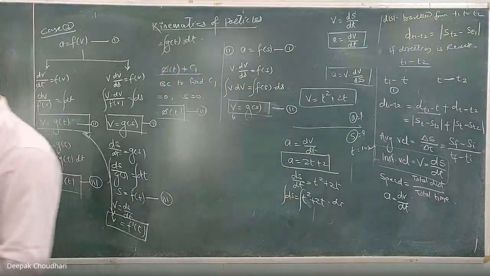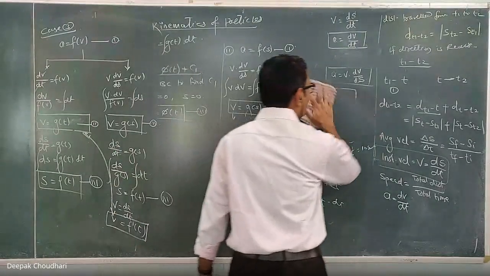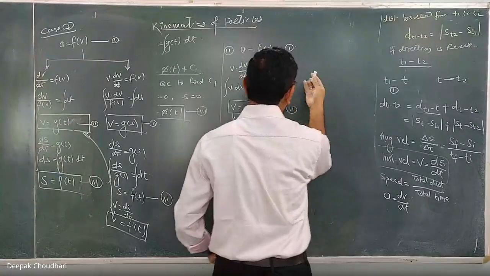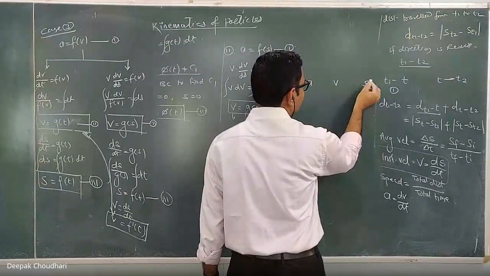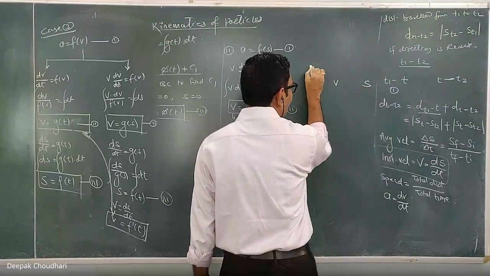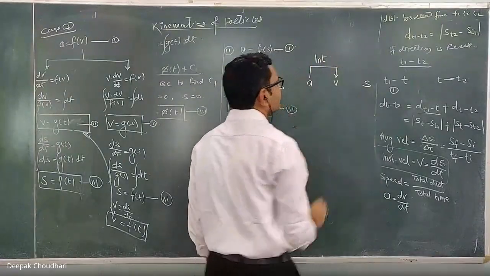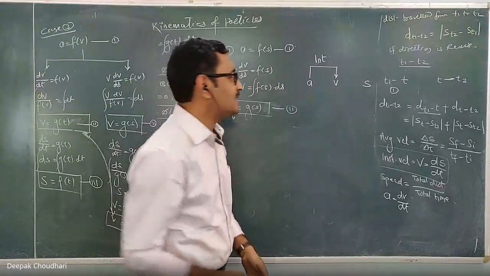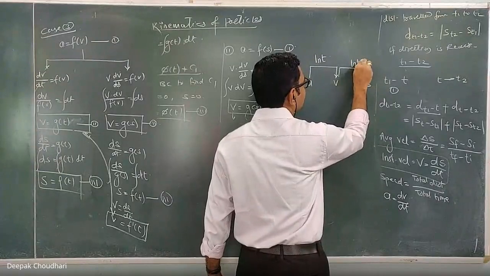Then sometimes you have to differentiate, sometimes you have to integrate. Now, how to differentiate and integrate, or when to differentiate and integrate? So remember, if I consider these three terms, acceleration, velocity, and displacement. From the equation of acceleration, if you want to get the equation of velocity, you have to integrate. Then from the equation of velocity to displacement, again integrate.